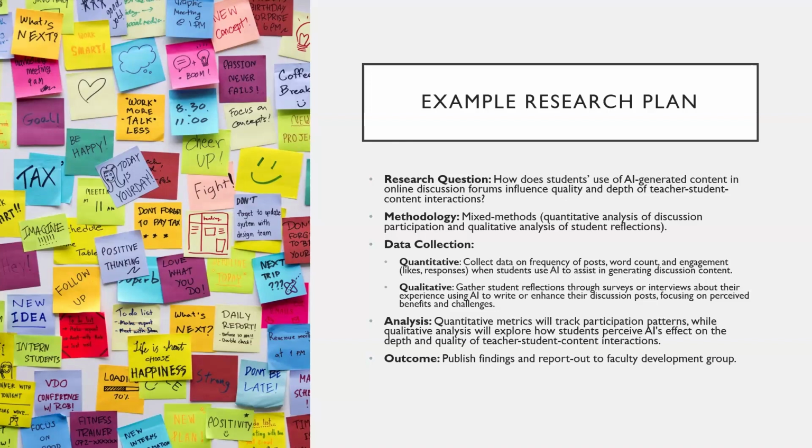One way may be through mixed methodologies where you use both quantitative analysis for discussion participation and qualitative analysis for student reflections. You can collect that data through your learning management system, at least the quantitative part, and generate some kind of metric for discussion, as well as you can later on interview students and gather their perspectives on the benefits and challenges and have a set of qualitative data. You can then analyze that data, and lastly, you can publish it and report out to a faculty development group. So that's an example of a research plan.